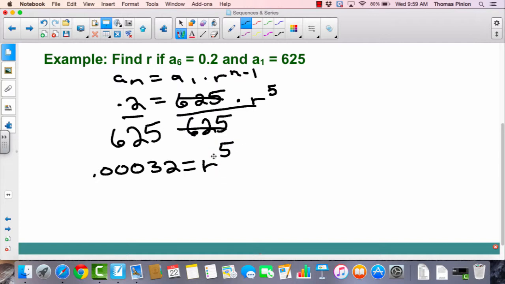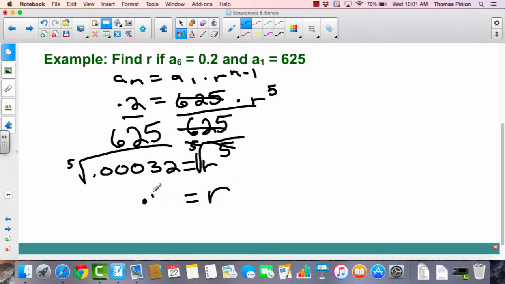Now, to get rid of that power of 5, we have to take what we call the 5th root. And we just put a little 5 out in front here on both sides. Kind of like a square root bar, but with a 5 out in front instead of a 2. Okay, now we take the 5th root of 0.00032 and we get r to equal 0.2.